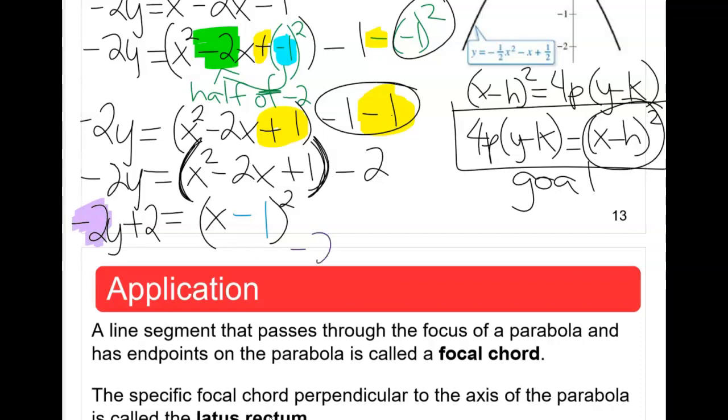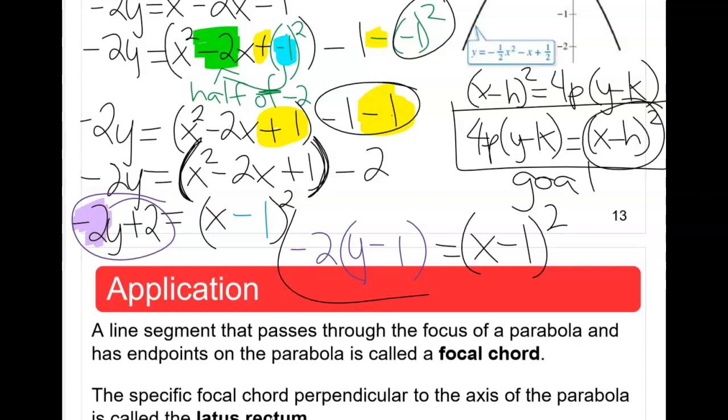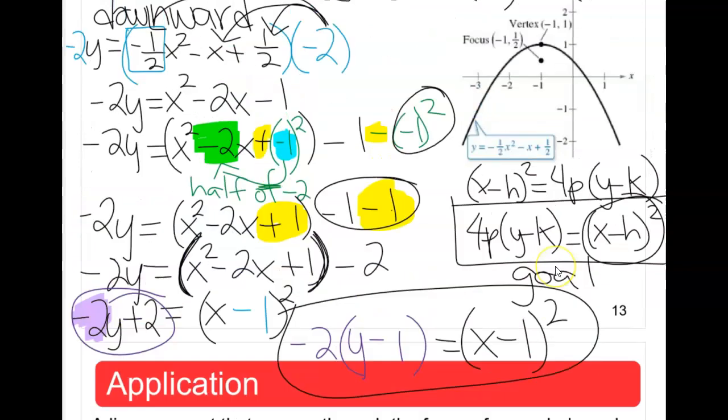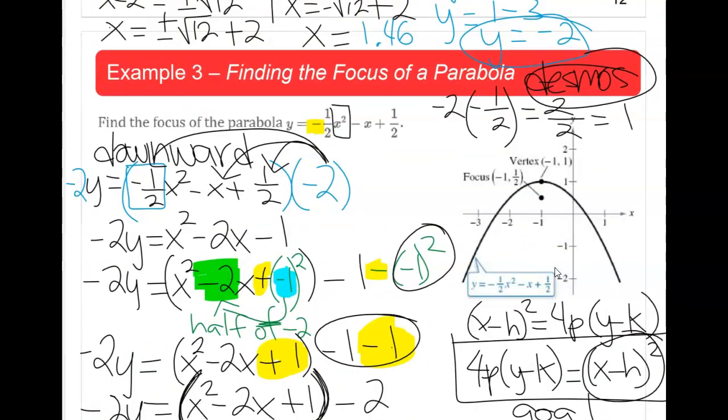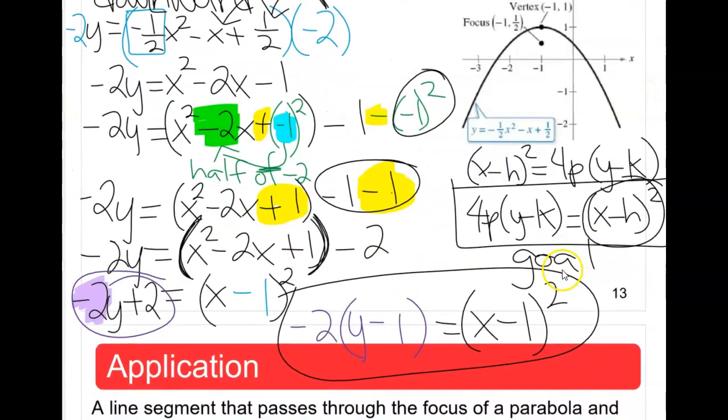So if I factor out a -2 from here, I'm going to get y minus 1. And then my right side is still x minus 1 inside parentheses and then square. And that is exactly where we wanted to get. And that is the equation of the parabola. But that question was find the focus.